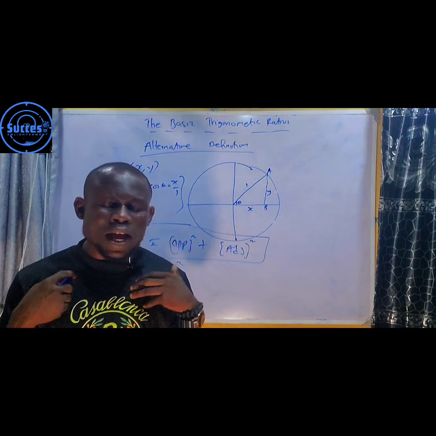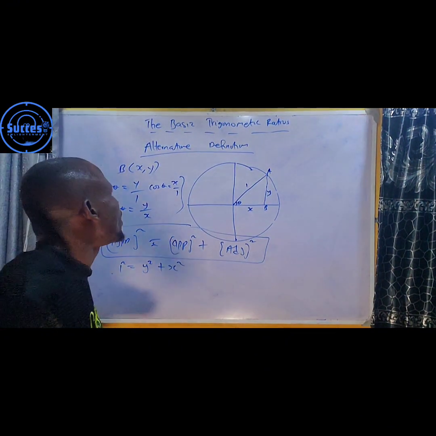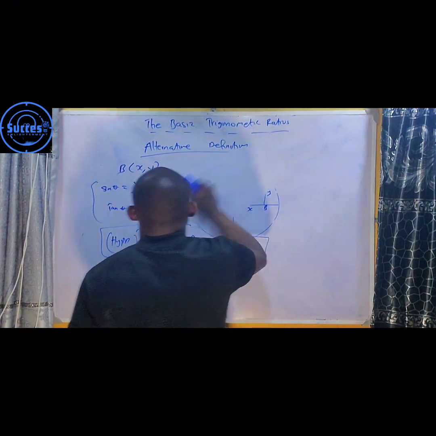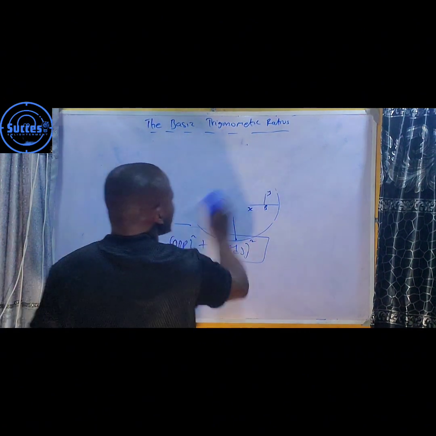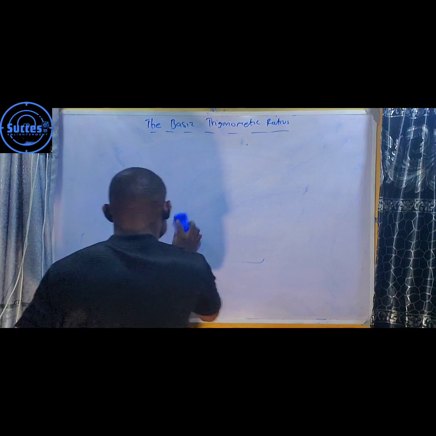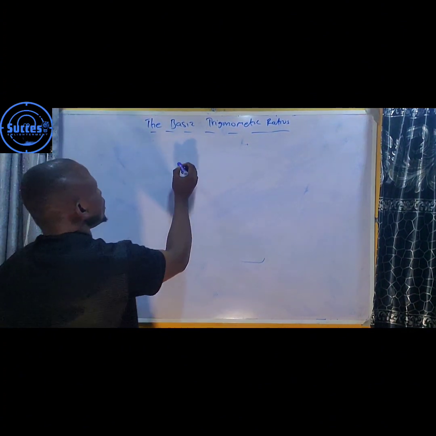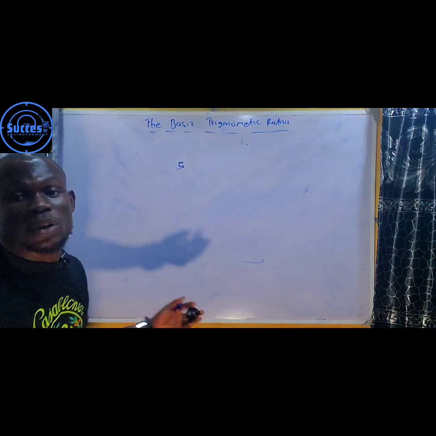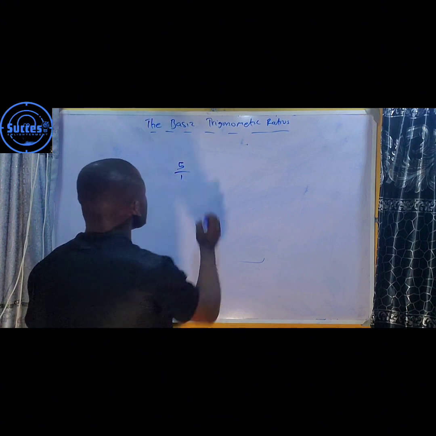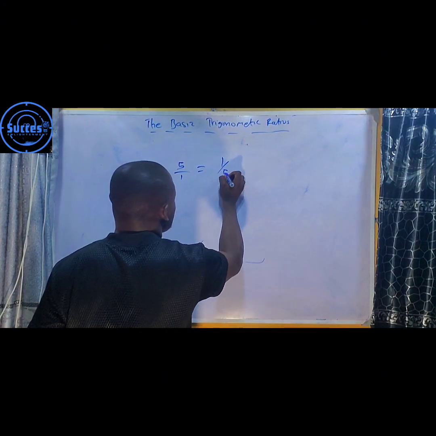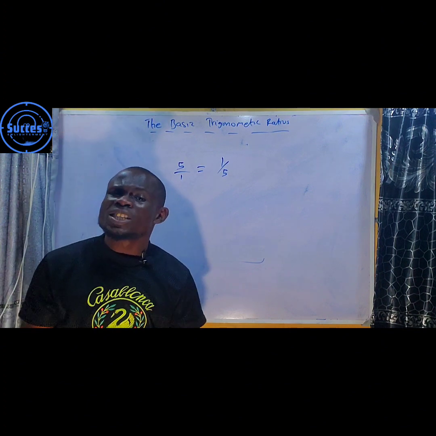Now quickly, before I go into solving, let's take the reciprocals of these basic trigonometric ratios. Let's deal with the reciprocals. When we talk about reciprocal in mathematics, if you are given 5 and you have to find the reciprocal of 5, what they mean is this: don't forget, 5 is the same thing as 5 divided by 1. So the reciprocal of 5 will be 1 over 5.